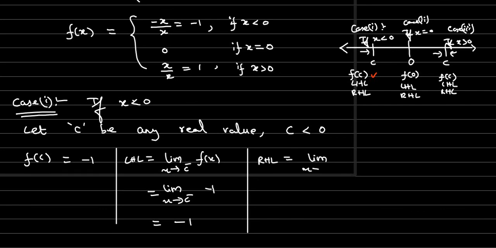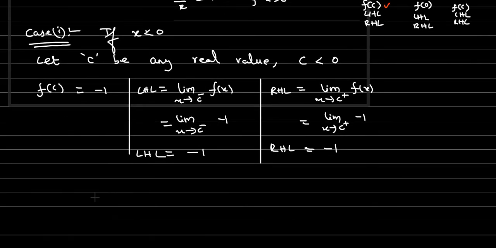Limit x is approaching c from the right hand side. So from this side, the limit value is approaching c. Right hand side, very close values of c are also less than 0. If it is less than 0, we have to replace with the first function. So what is the first function? Minus 1. Since it's a constant, once we apply the limit, the same constant will be the result. So the right hand limit is also minus 1. The left hand limit is also minus 1. Even f of c is minus 1.